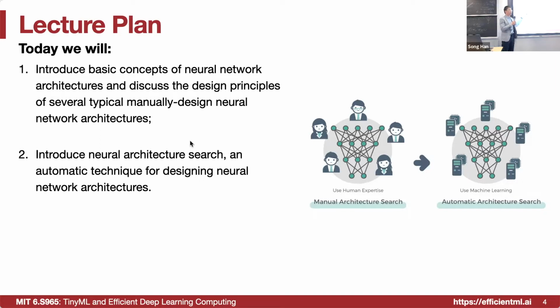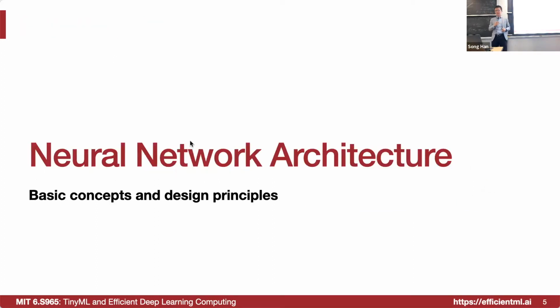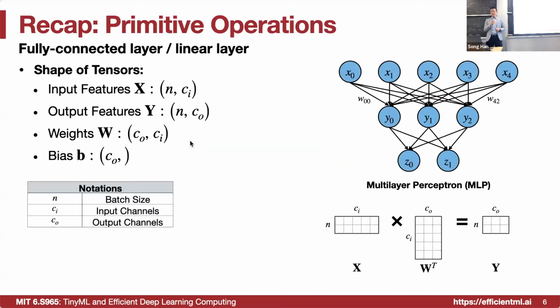And then we are going to switch gear to talk about automatic design principles, how to automatically search efficient neural network architectures given a latency constraint, given an accuracy requirement. Okay, so the goal would be, rather than manual architecture design, we want to have this automated design approach to save the time and also improve the productivity. So let's first talk about some basic concepts and design principles for neural network architectures.